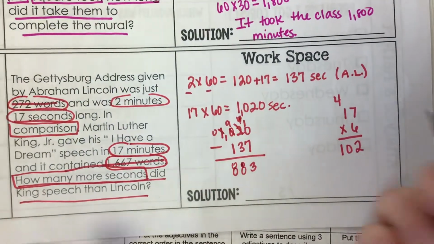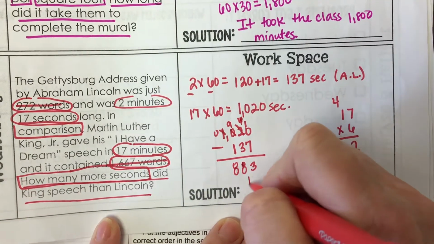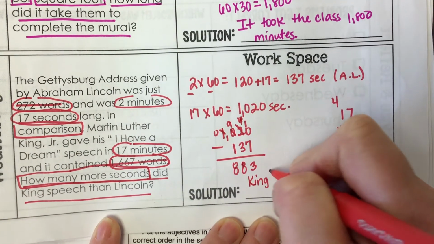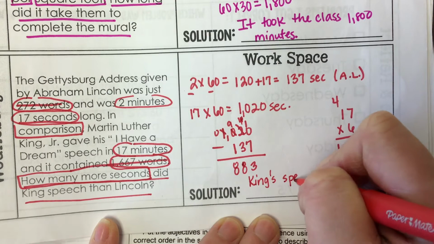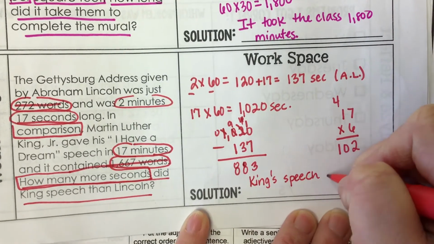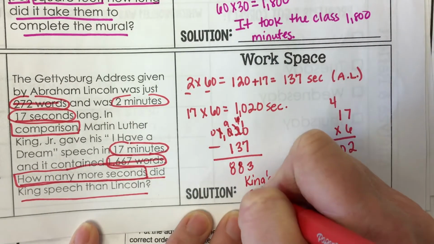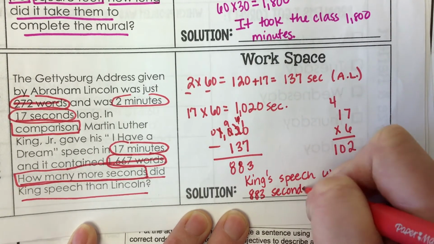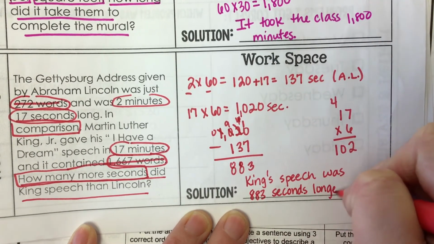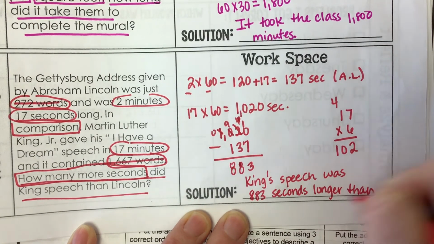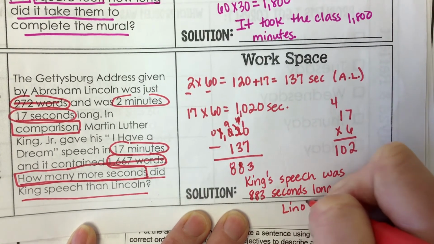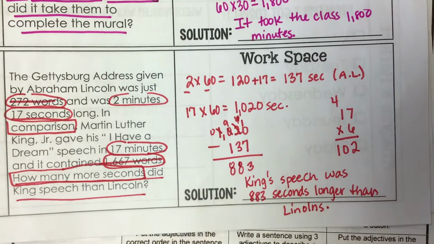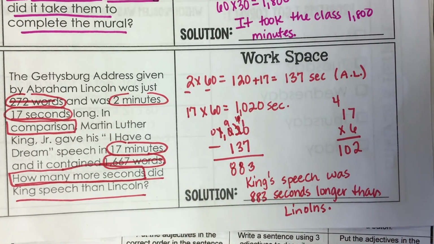We can put that into a nice sentence. King's speech was 883 seconds longer than Lincoln's. And you should uppercase King and uppercase Lincoln.